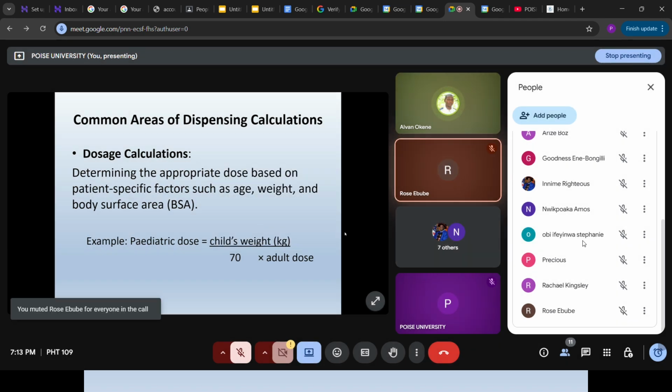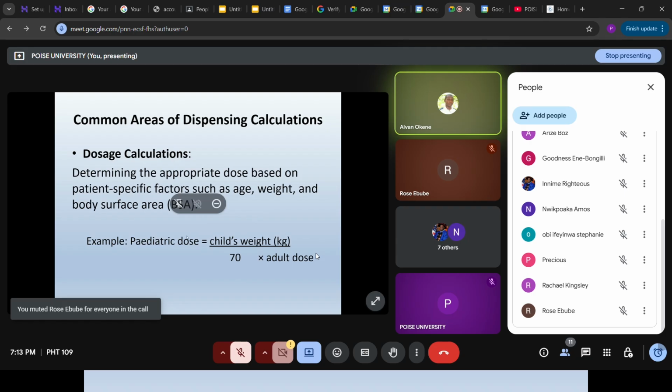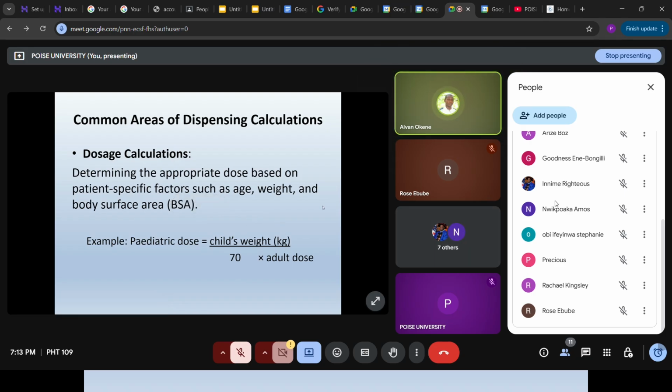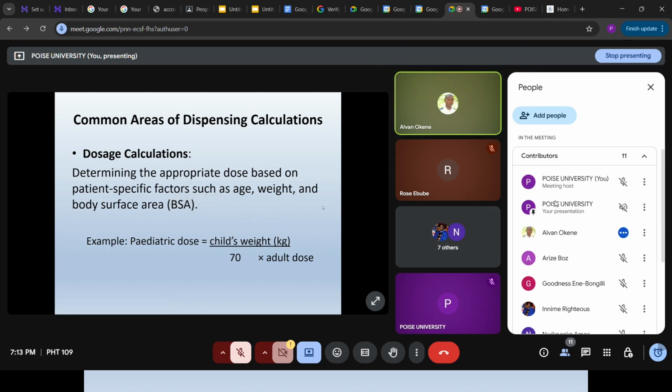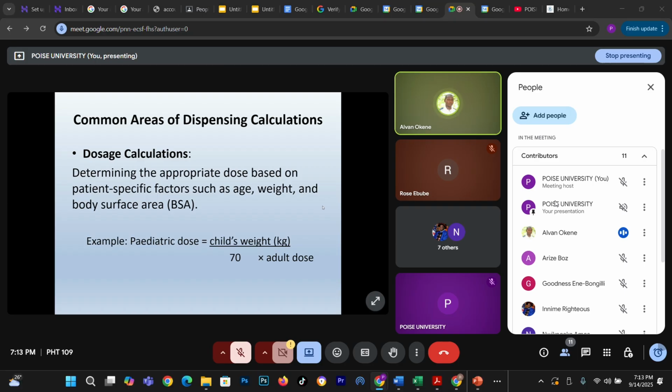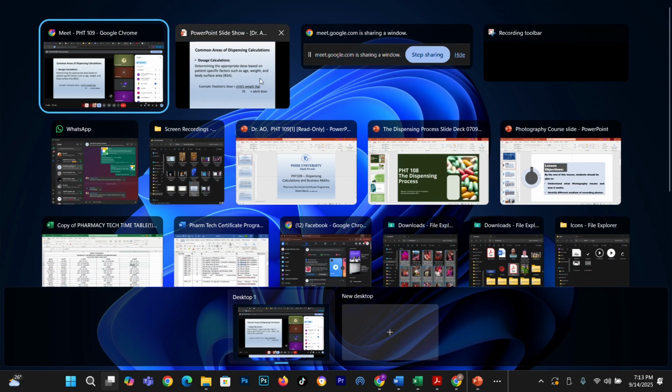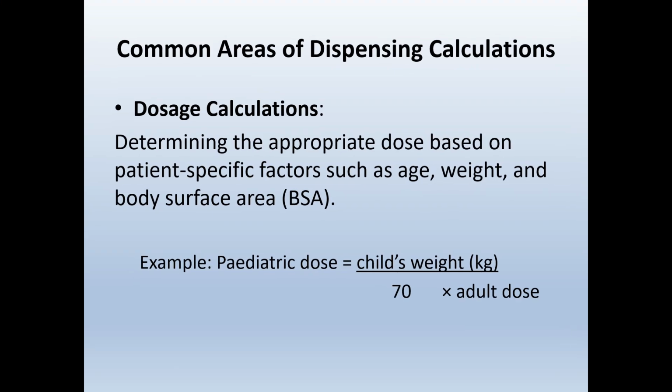Okay, so what are the common areas in dispensing calculation? One of the common areas in dispensing calculation is dosage calculation. This is done to determine the appropriate dose based on patient-specific factors, whether it's the age, the weight, or body surface area. Now, you remember vividly that there are some medications where you find out that the prescription is written according to weight.